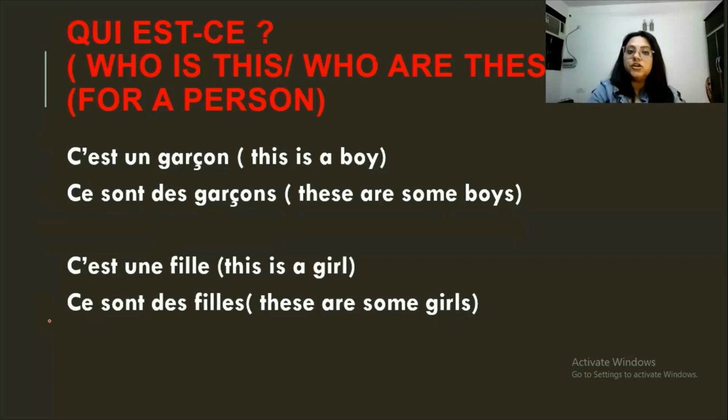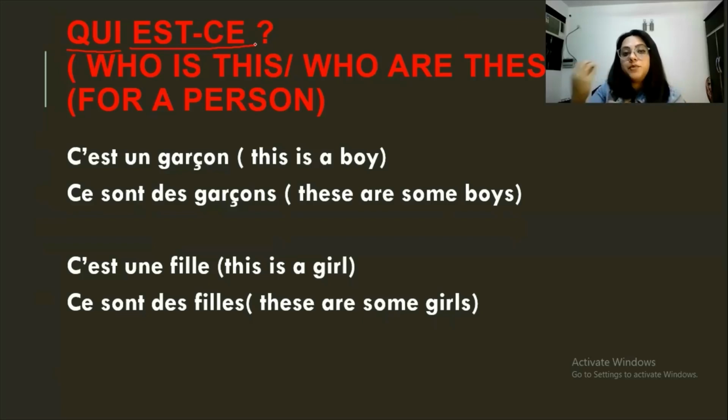Again, for singular as well as for plural form, we have just one question in French, which is qui est-ce? Okay? Let's understand the pronunciation properly. It's qui, qui. It's like in English we have key. Est, est. Qui est-ce?